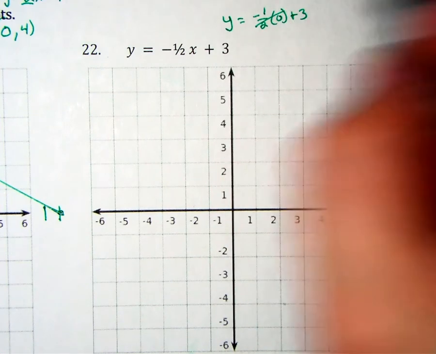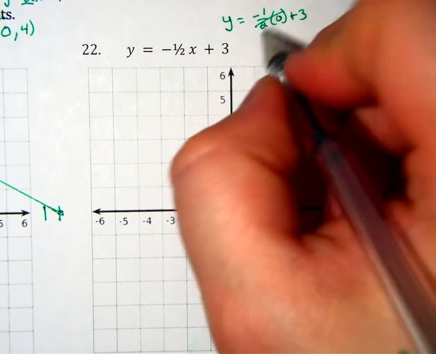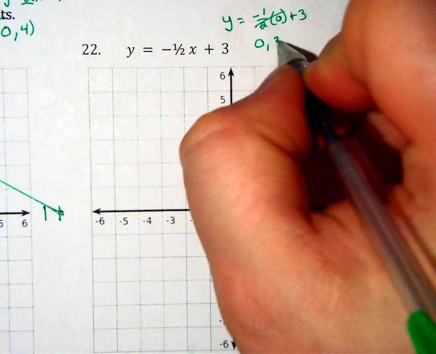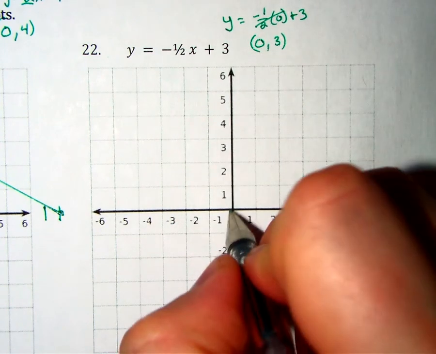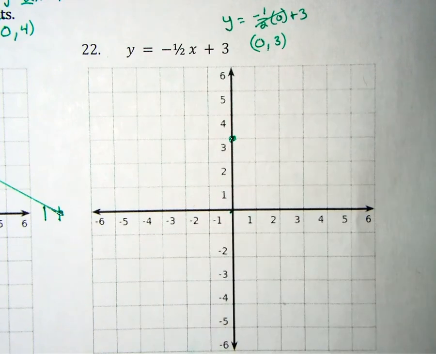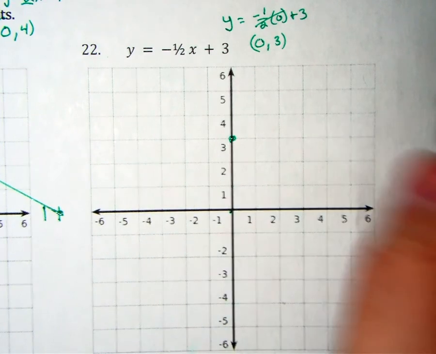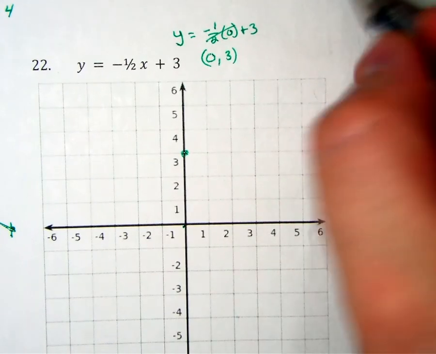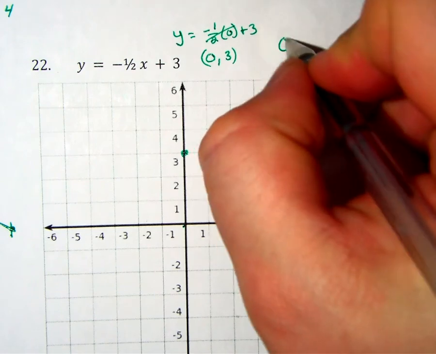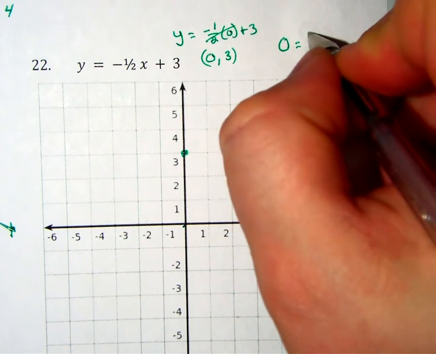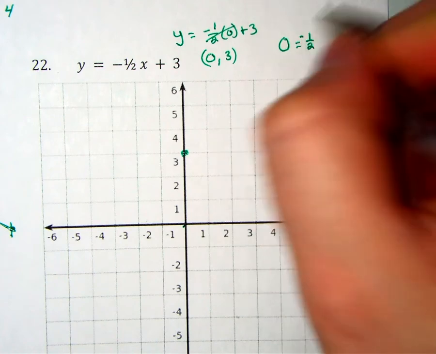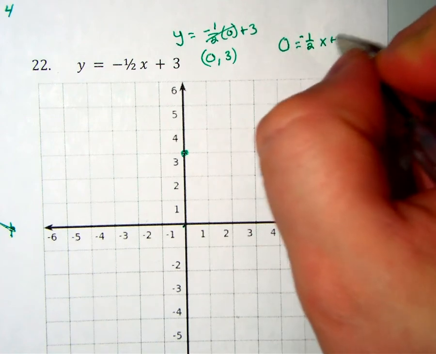That will simplify out. My y value is going to be 3. So we have a 0 for an x and a 3 for a y. Give us a graphed point there. Now we need to figure out when my y is 0: 0 equals negative 1/2 x plus 3.